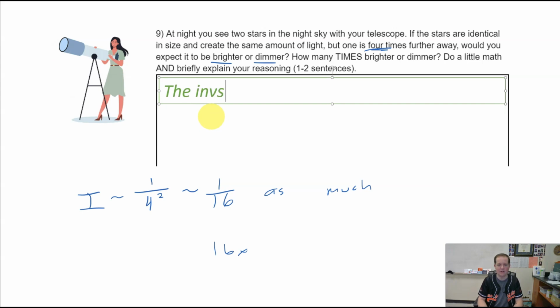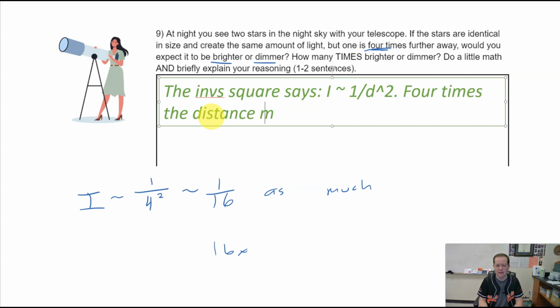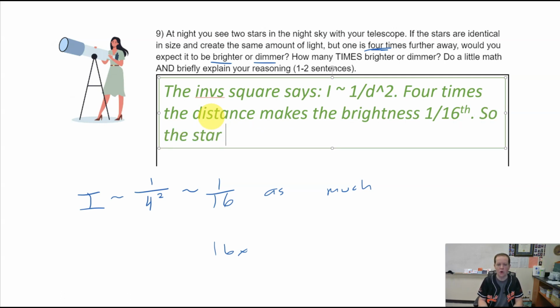The inverse square law says, maybe you do it this way. Okay? I is related to 1 over d squared. Usually, using your pencil, it would be a little nicer. Oh, that's also the inverse square law. Bam, you just proved to me you know the definition. I love it. Okay? 4 times the distance makes the brightness 1/16. Or maybe you said 16 times less. So the star would be dimmer by 1/16. Maybe you don't need to write the fraction again.